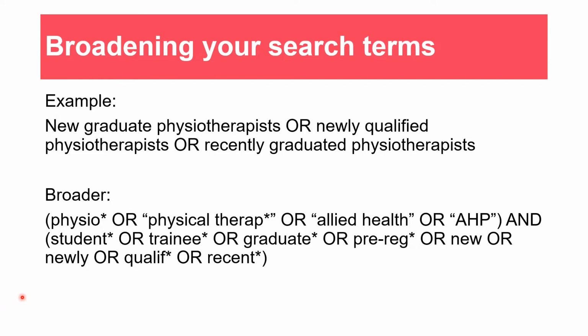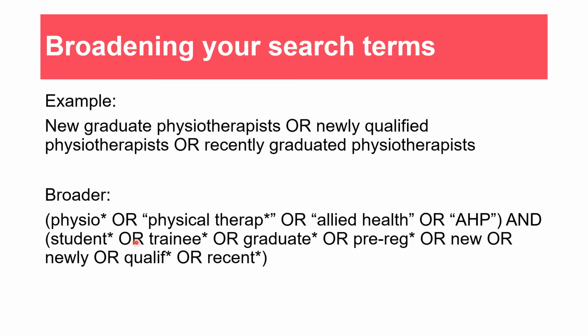In the example search, I used quite concise phrases, so new graduate physiotherapist, newly qualified physiotherapist, relevant terminology, but the way I structured it meant that the researcher had to have written these terms exactly as I had specified. So rather than taking that approach, if you're not getting any results, it is better to take a broader approach to it. So first of all, identify terms that mean physiotherapy or physiotherapists and group them as a set within brackets.